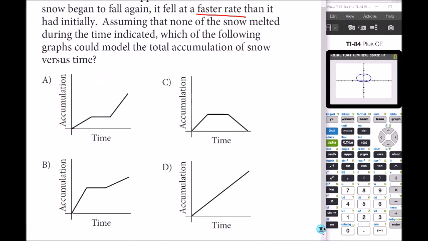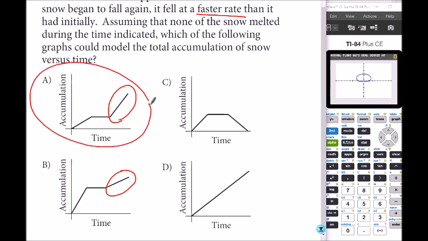So it keeps increasing and then it stops, but it says it was snowing faster than before, so it has to be steeper. So it is A. This has a steeper slope than the first.